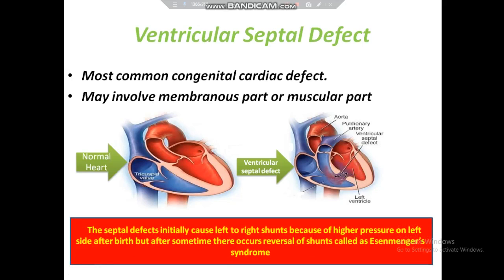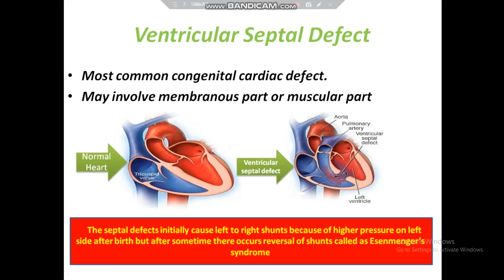Now the septal defects initially cause left to right shunts because of high pressure on the left side. If this process continues, the right side of the heart will be overloaded because of two things. One, the normal blood which it receives from the peripheries through the superior and inferior vena cava, and second, the extra blood because of the shunting from left to right side. So more blood will flow into the lungs. There will be congestion of the lungs.